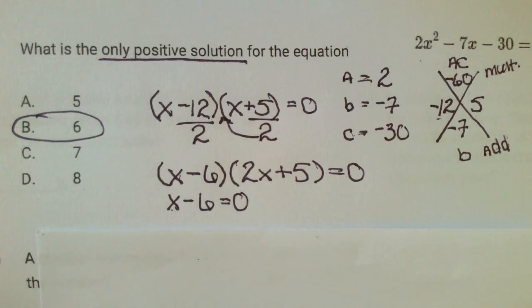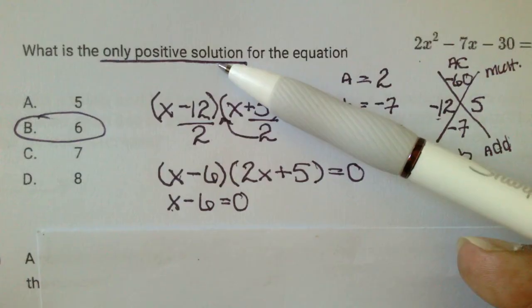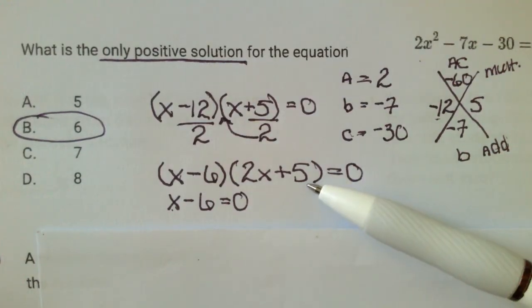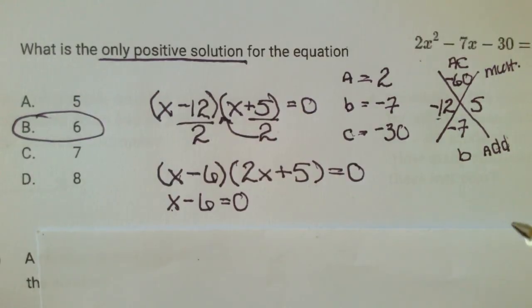And the only reason why we just did one of the parentheses instead of both is because they only wanted the positive solution. This one, if I subtract 5 on both sides and then divide by 2, I would get a negative 5/2. They don't want the negative solution. They wanted the positive.